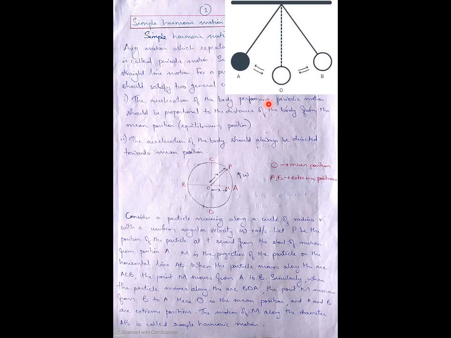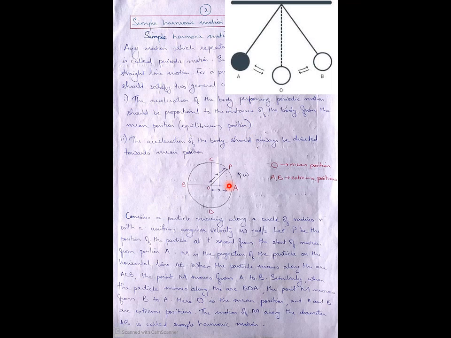The acceleration of the body performing periodic motion should be proportional to the distance of the body from the mean position. If the acceleration is a and the distance is x, then we can say that a is proportional to x. Now the second condition is the acceleration of the body should always be directed towards the mean position. So if you're considering again this position, the acceleration of this body should be towards the mean position, which is shown by this arrow mark. Let it be another point somewhere over here. Then also it should be directed towards the mean position. So these are the two conditions which should be satisfied for a periodic motion to be simple harmonic motion.